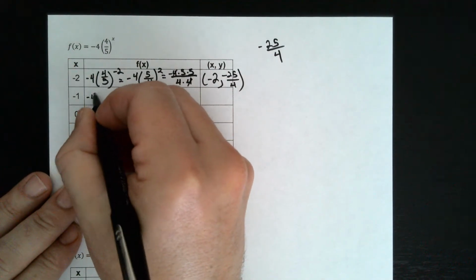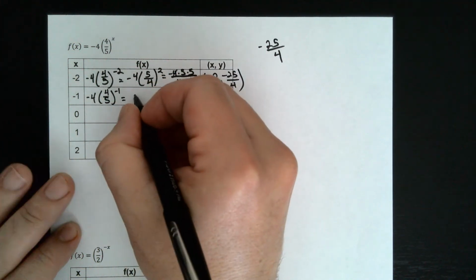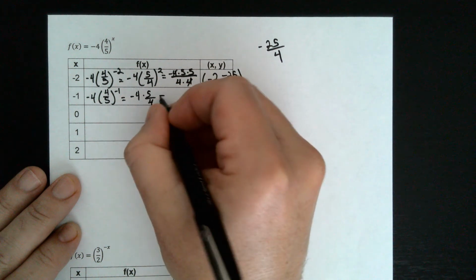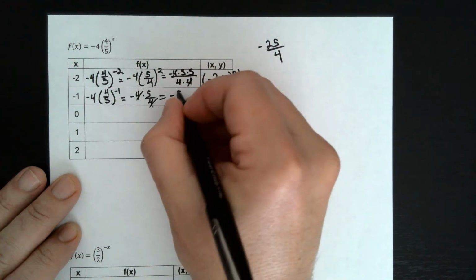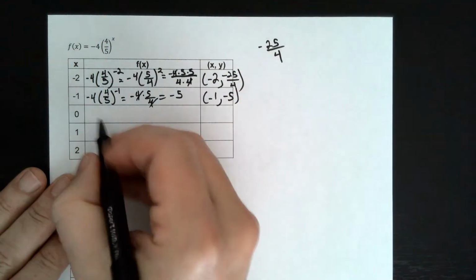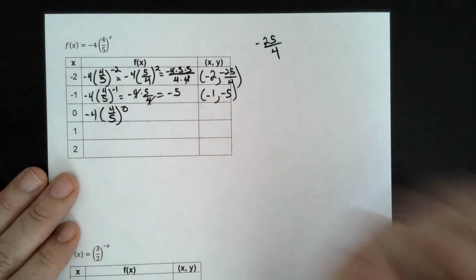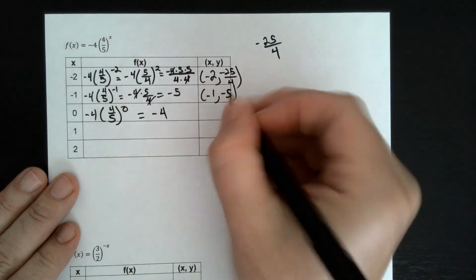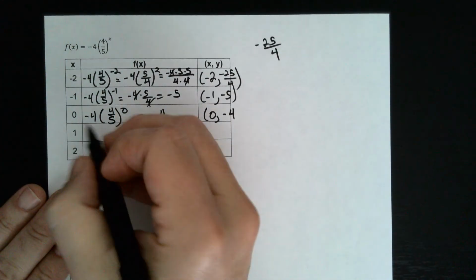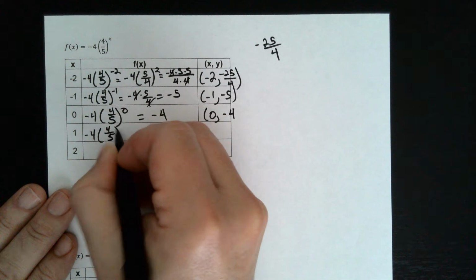Okay, all right, so let's put the next one in. We get -4 times 4/5 to the -1, which becomes -4 times 5/4, and after these cancel out, -5. So you get -1, -5. Okay, let's do the next one. -4 times 4/5 to the 0. The 4/5 term goes away because it's raised to the 0 power, so you just get -4. So 0, -4.